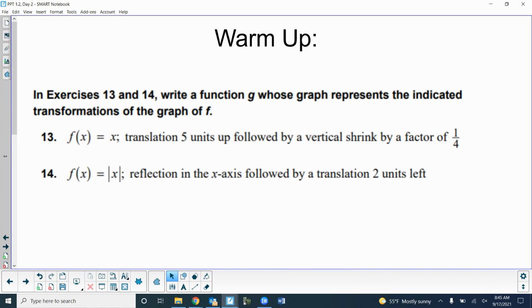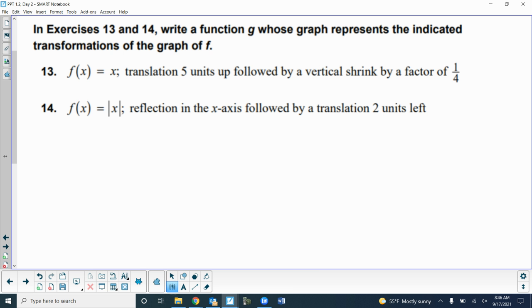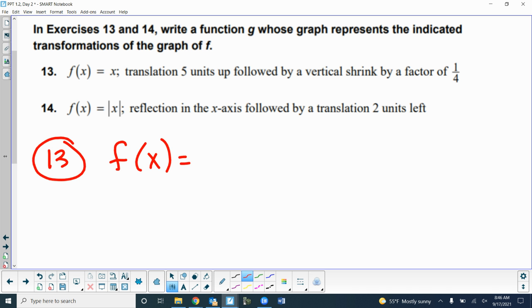All right, so looking at these two warm-ups. Here's our function, f. What family are we in? Linear. What's the domain and range? All real numbers, right? When it's linear, for both, it's all real numbers.